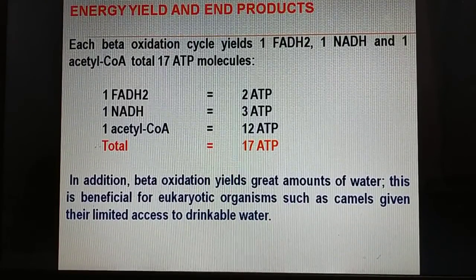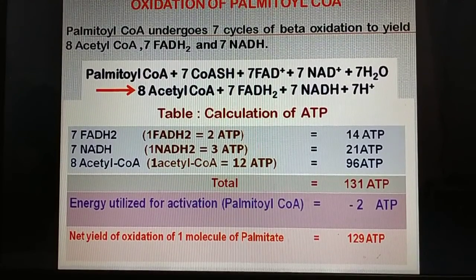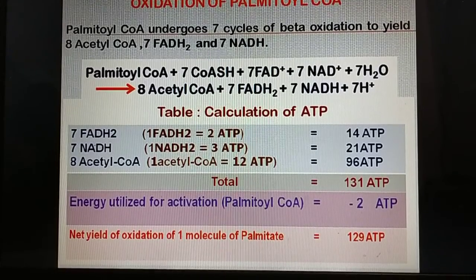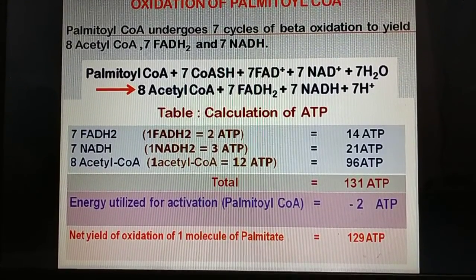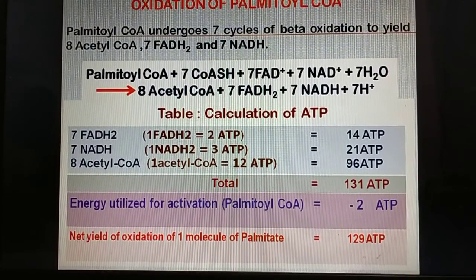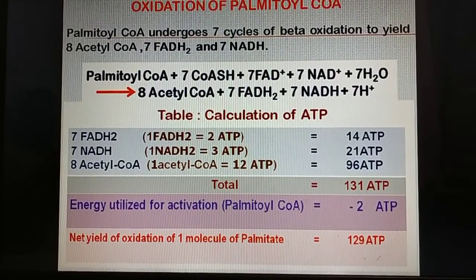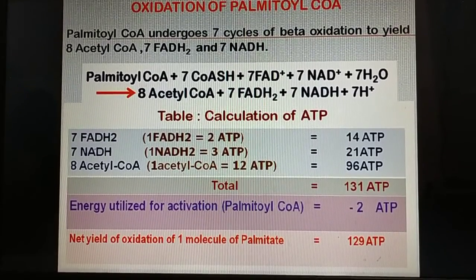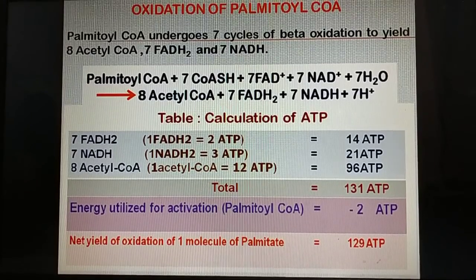access to drinkable water. Oxidation of palmitoyl coenzyme A. Palmitoyl coenzyme A undergoes 7 cycles of beta oxidation to yield 8 acetyl coenzyme A, 7 FADH2 and 7 NADH. This is the reaction where palmitoyl coenzyme A reacts with coenzyme A SH, 7 FAD, 7 NAD and 7 molecules of water to liberate 8 acetyl coenzyme A molecules, 7 FADH2 molecules and 7 NADH molecules.